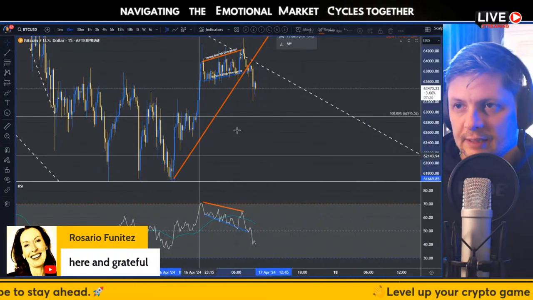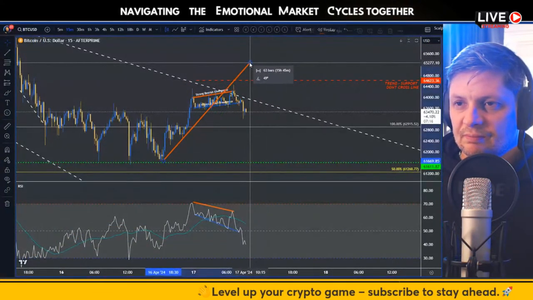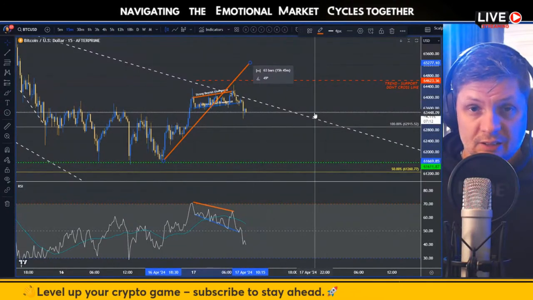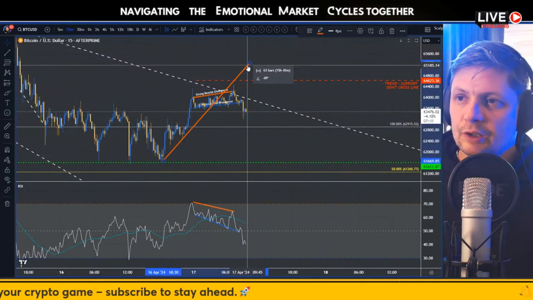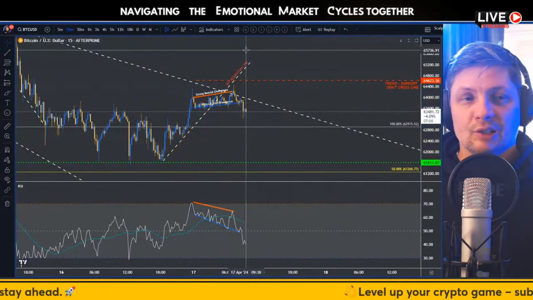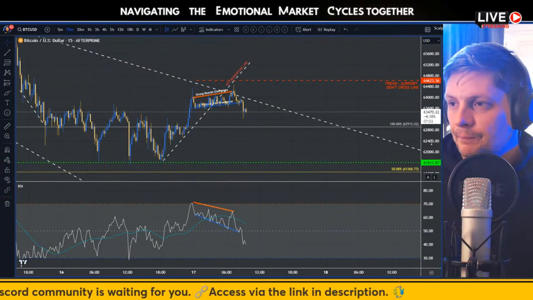let's just move this line in there. Because there's nothing here, I'm still looking for a trend there, like I just explained. The only trend that I can draw for the 15-minute is this one, and it's broken. So the 15-minute upwards momentum is broken.